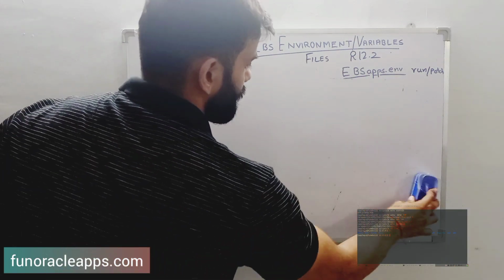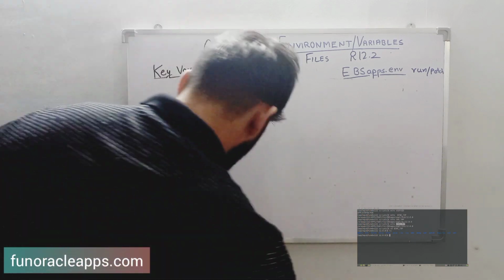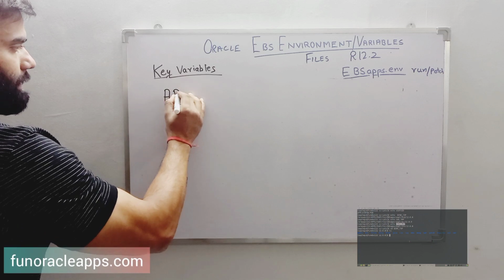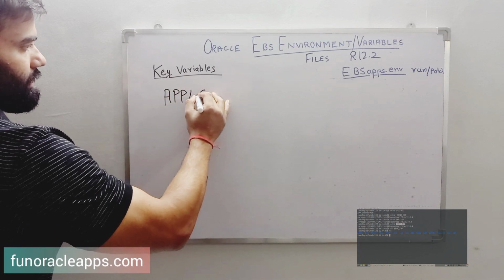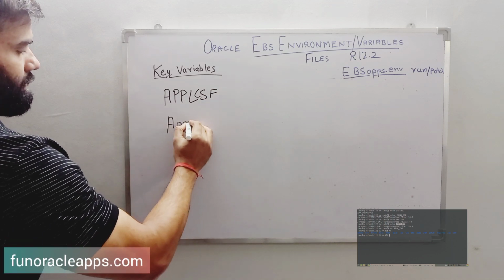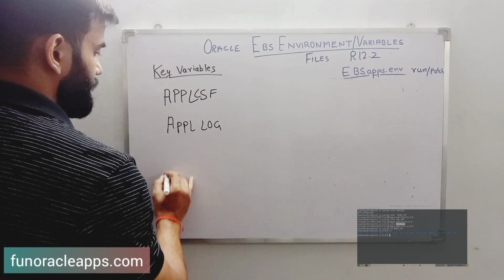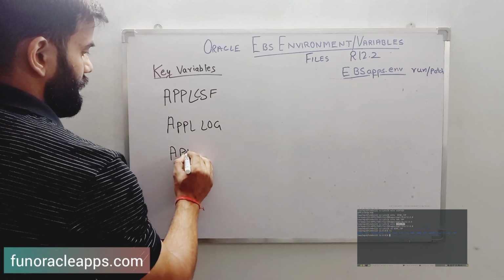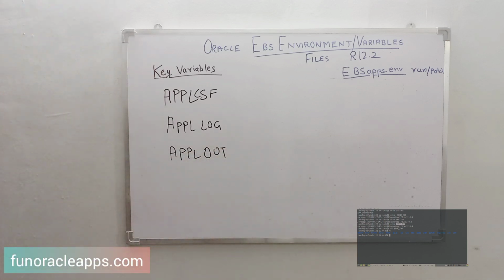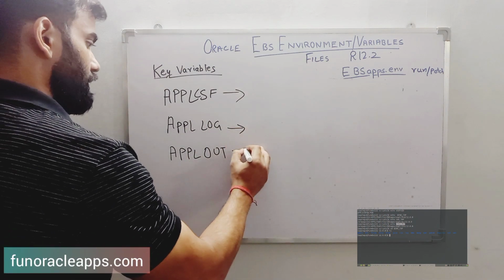So I'm trying to cover the important ones. There are many, so it's not possible to cover all of them. Then you might have come across APPL_CSF, APPL_LOG, APPL_OUT. Every variable that we are discussing has to be in uppercase. Okay, so these are some important variables. So what is this? APPL_CSF, log and output.